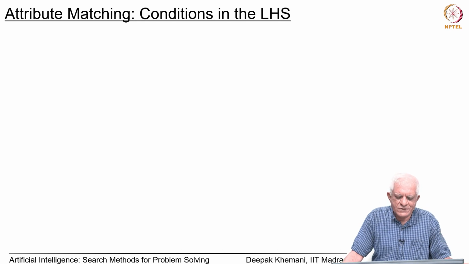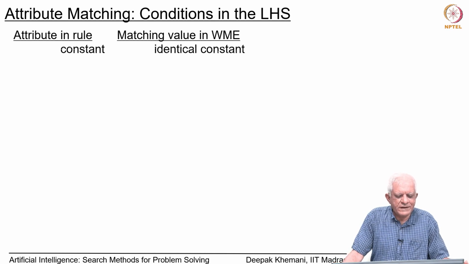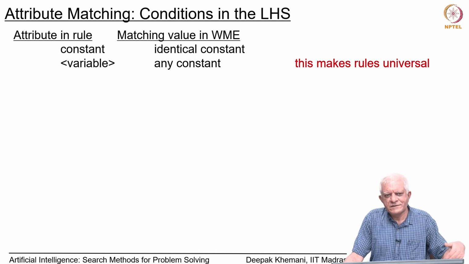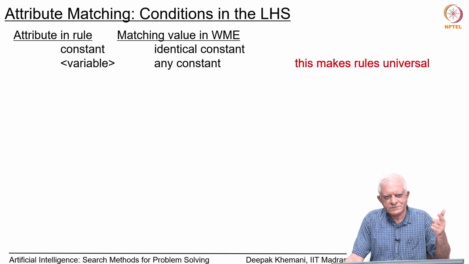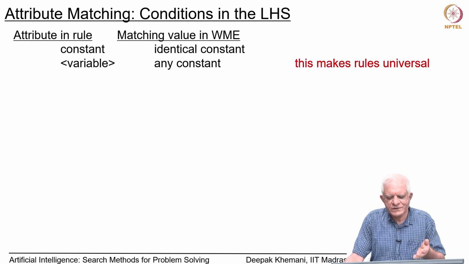So, let us also formalize this notion of how do you match attributes, conditions in the left hand side. If the attribute in the rule is a constant, it can only match an identical constant in the working memory element. If the attribute in the rule has a variable, then it can match any constant in the working memory element. That is what makes the rule universal. All working memory elements do something. Okay. So, let us say you want to increment the marks of every student. All you would say is that if there is a student who has got some marks, then add 1 to that mark and put it back in the memory. So, it makes it a universal rule essentially.